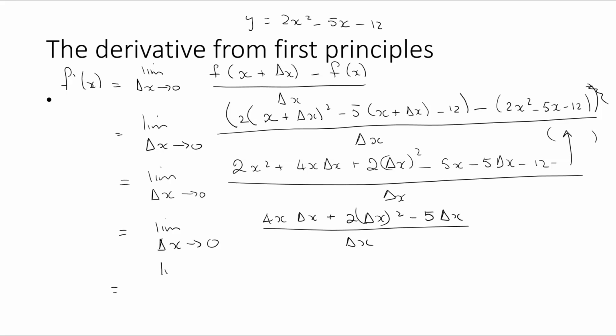And then if I do the division, I have 4x plus 2 delta x minus 5. And then if I think about what happens to the terms that have got delta x in them, 4x hasn't, so that's going to stay unchanged. As delta x goes to 0, 2 times that will go to 0, so that goes, and we're left with that. Now, you know that that is indeed the derivative of 2x squared minus 5x minus 12, but that's because you know how to do it. But this is how it was developed. This is how it was done. This is what the definition of a derivative is.